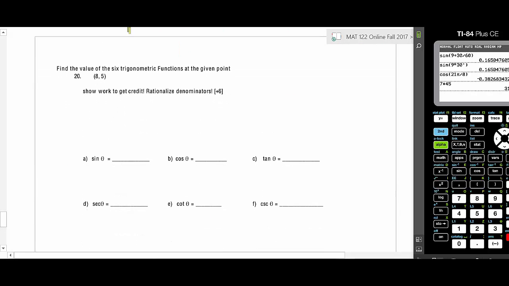Okay, last page. Okay, we're going to just do an activity with finding trig functions. So we have 8.5.